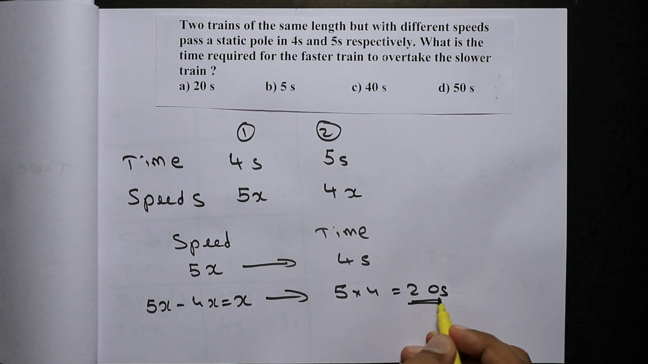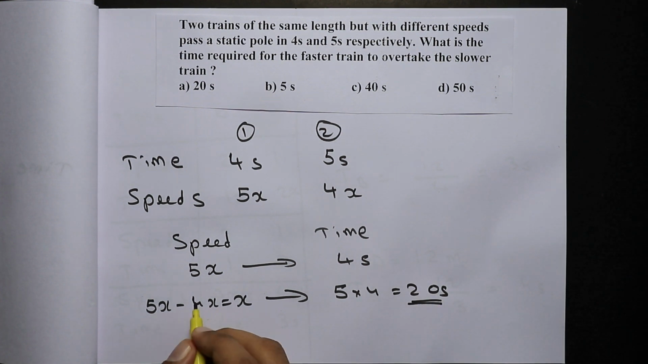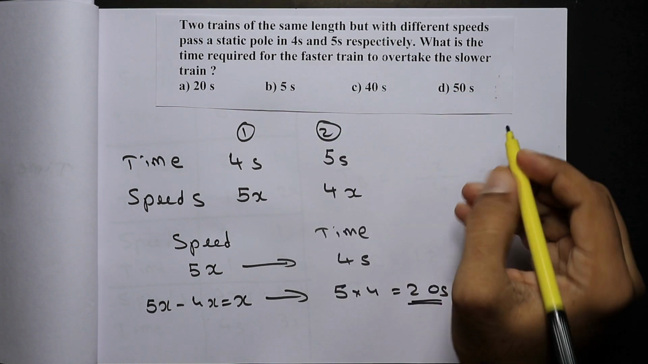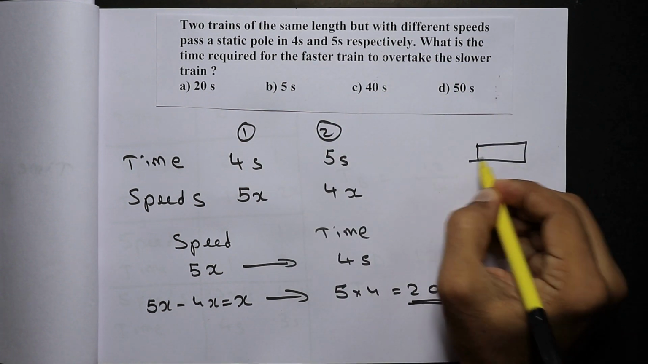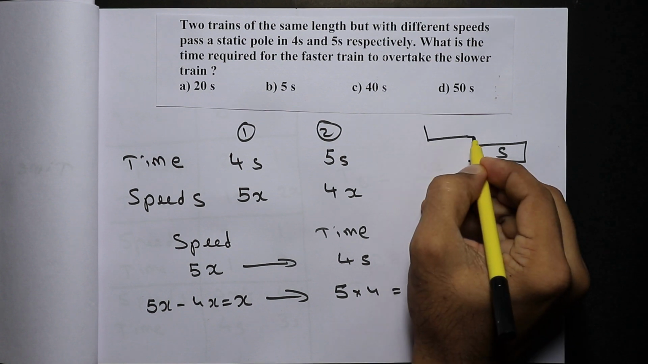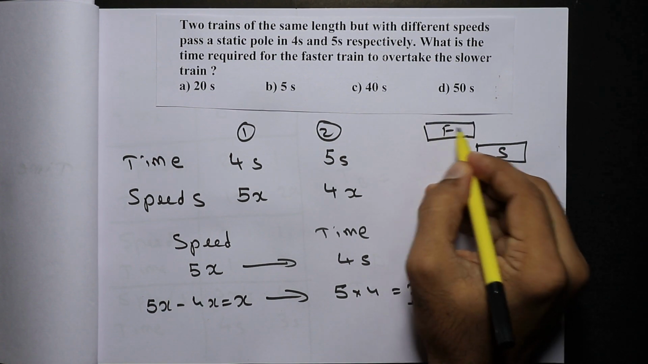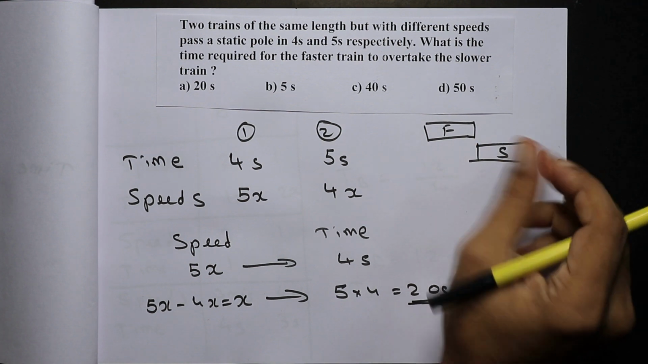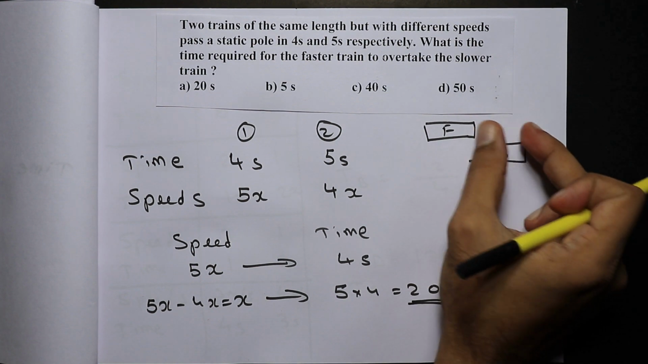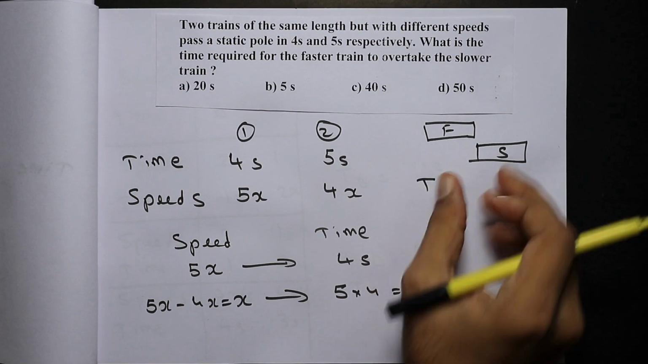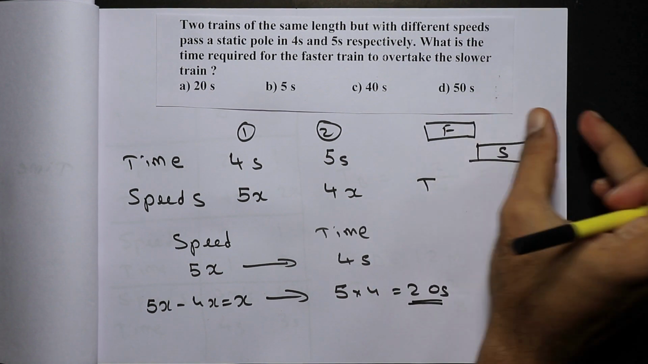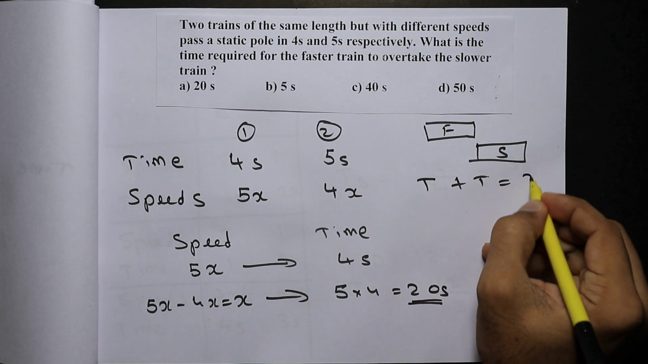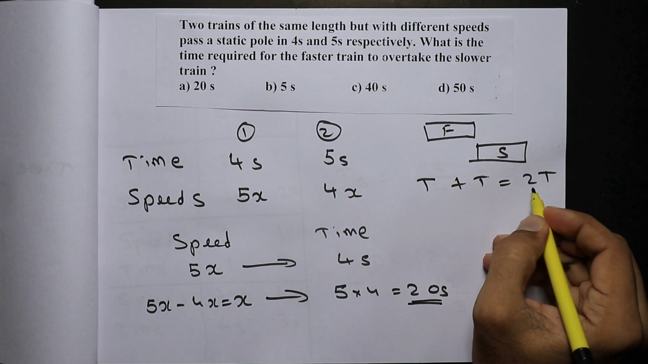Now 20 seconds is the time to cover the length of the train. Now the faster train is overtaking the slower train. So assume that this is the slow train and this is the fast train. Both of them have the same length t. Now to overtake the slow train, first the length of the slow train t has to be covered. Then they will become equal, then its own body length t. So when they are overtaking, the total distance to be covered is 2t.